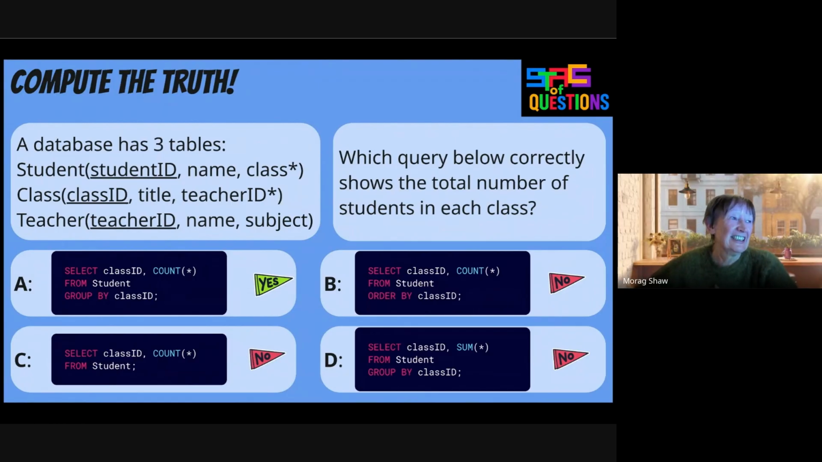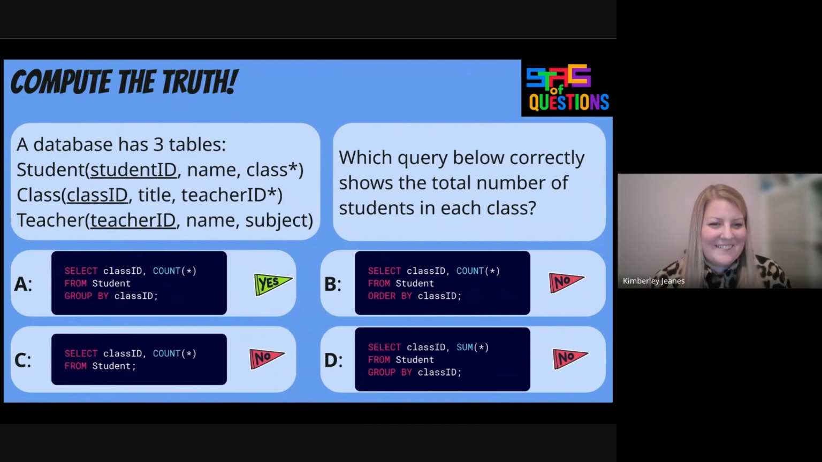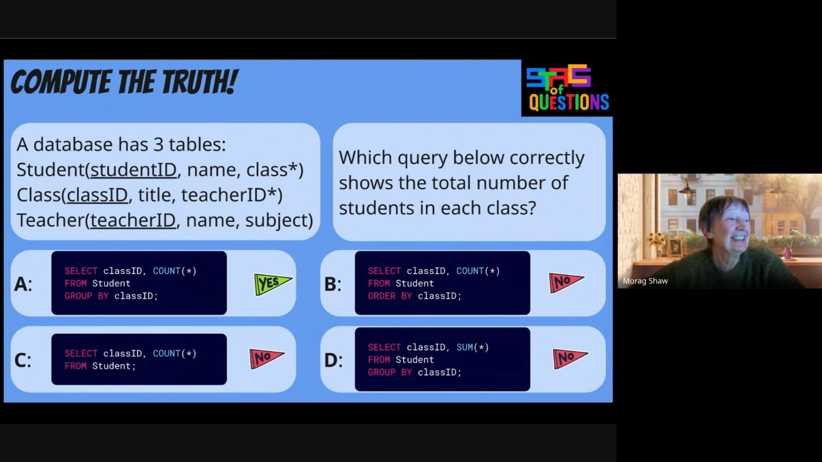Well, what I have is a multiple choice question, four possible answers, Higher Database as you required. Got it right this week. So three tables: student, class, teacher, attributes listed, and which query below correctly shows the total number of students in each class. So we've got four options. All of them select the same two items, class ID and count star from student.